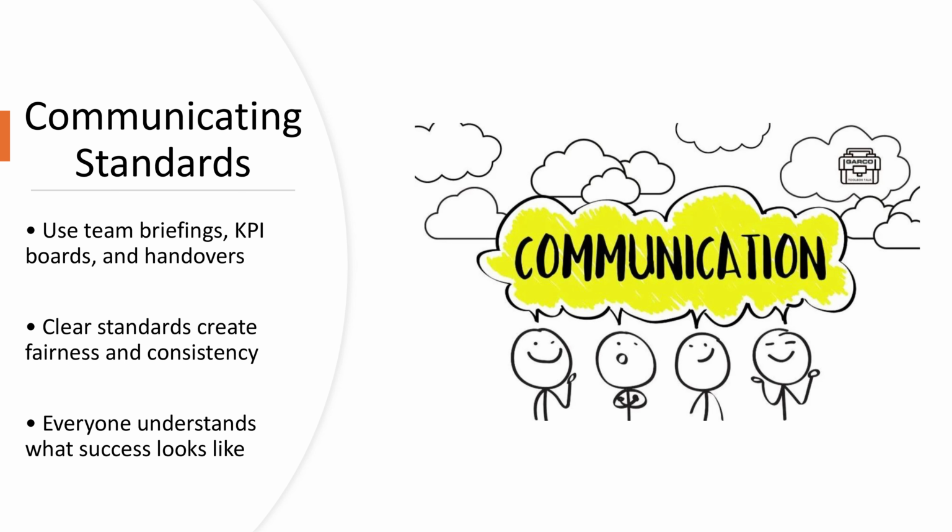Now, the importance of clear communication. Setting standards isn't about writing numbers. It's about communicating them clearly and consistently. I discuss standards during team meetings, display key performance indicators, which are KPIs, on notice boards, and review progress during shift handovers. When everybody knows the target, control becomes easier and fairer. Once the standards are set, the next step is to measure how actual performance compares. This brings us to performance measurement.